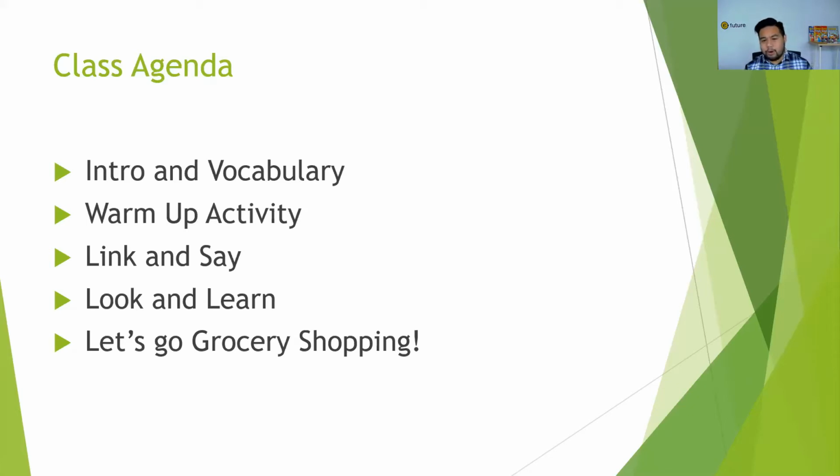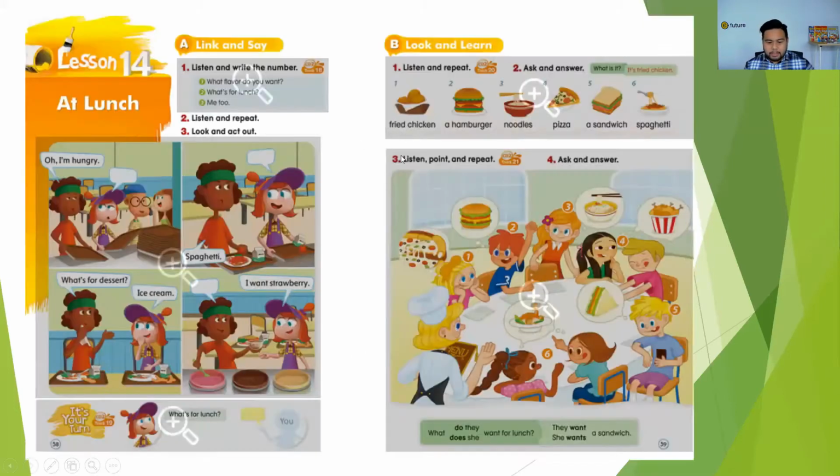We were going to go grocery shopping, all right? Going to go grocery shopping. So this is our agenda today for the class, all right? Today our lesson is lesson 14. This is level 3 of Smart English. So we're looking at lesson 14, and the title is At Lunch.